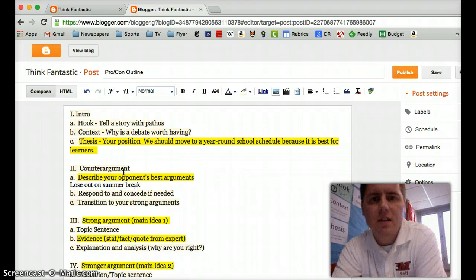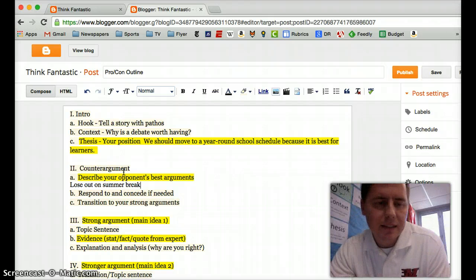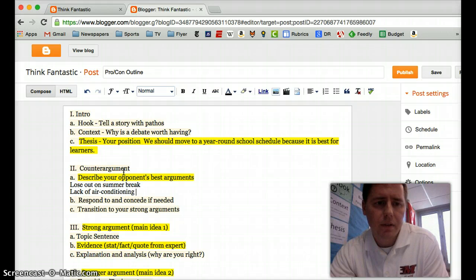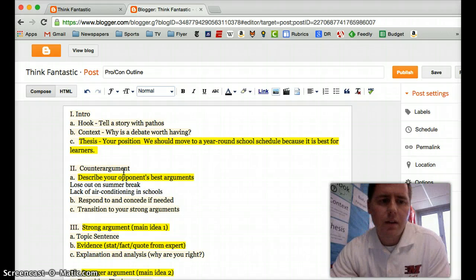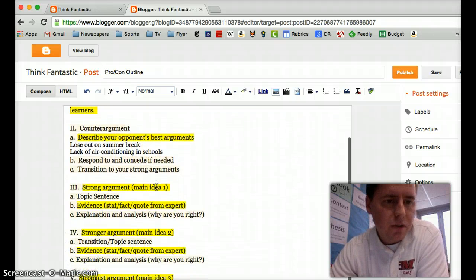Many families use that summer break time to go places with their families. So that would be one huge reason against year-round school. Another huge reason that we might think about would be lack of air conditioning. Going to school in July, 90-degree classrooms, that wouldn't be great. Here at Miller, a lot of the classrooms are air conditioned, some of them aren't. So there you want to put your opponent's best couple of arguments because you'll touch on those later.